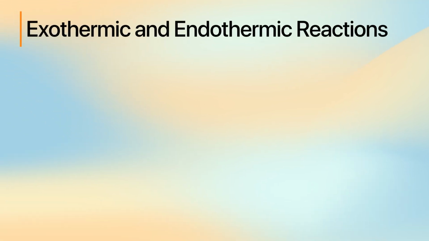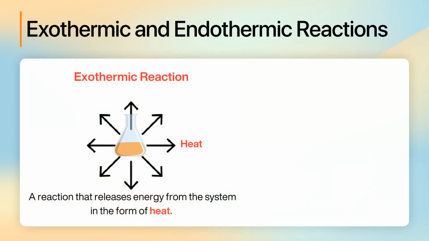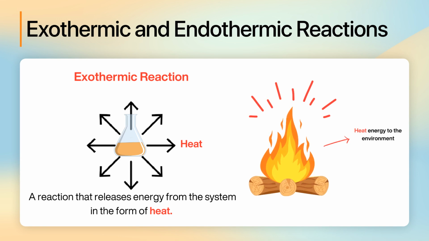Let's delve into understanding exothermic and endothermic reactions and how they relate to the making and breaking of bonds in chemical reactions. Firstly, exothermic reactions release energy into the surroundings. Think about the campfire. The chemical reaction of burning wood releases heat, which you feel as warmth. In this process, energy is transferred to the environment.